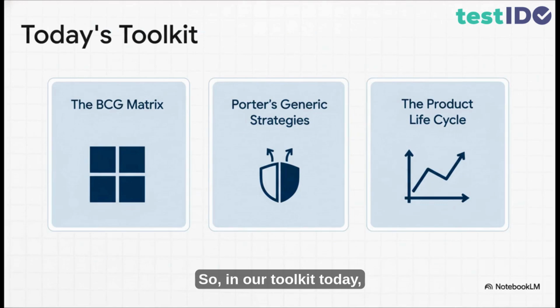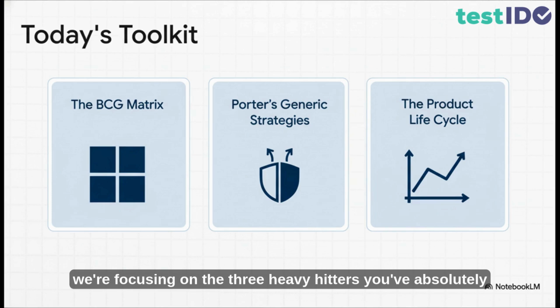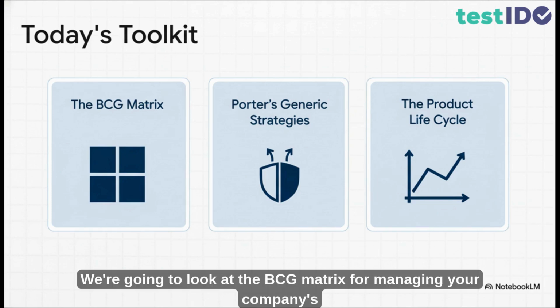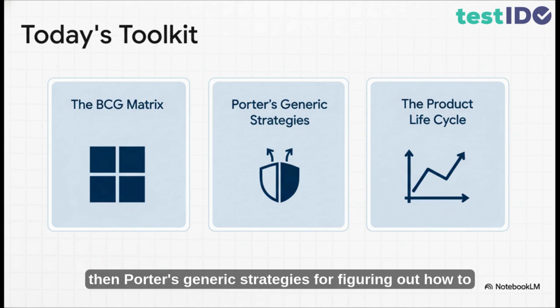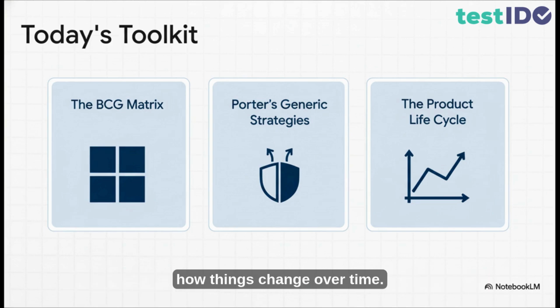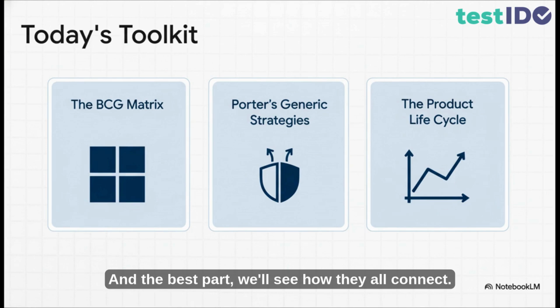So in our toolkit today, we're focusing on the 3 heavy hitters you've absolutely got to know. We're going to look at the BCG matrix for managing your company's portfolio, then Porter's generic strategies for figuring out how to compete, and finally, the product lifecycle for understanding how things change over time. And the best part? We'll see how they all connect.